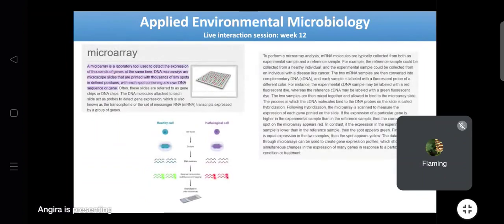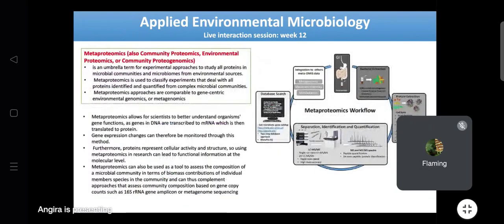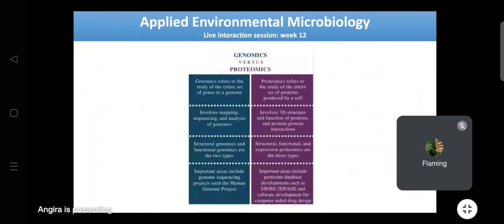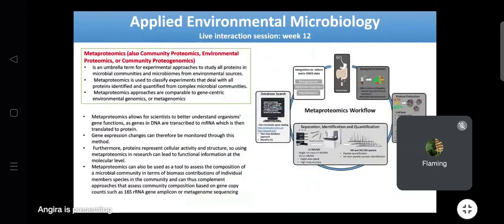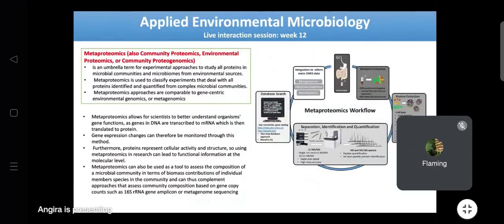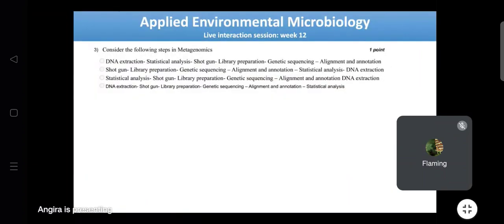So basically this was all about question 2, where we discussed the different types of omics, that is metabolomics, metaproteomics, and we also discussed a bit about genomics. We also discussed what a microarray does, and with that we will move to our third question, that is: considering the following steps in metagenomics, what do you think is the correct sequence of order?